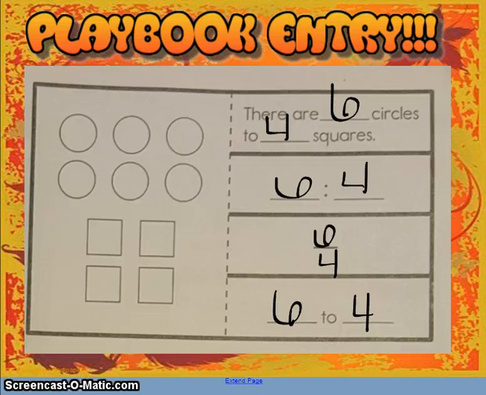Now, this is not a simplified ratio. I could simplify it if I wanted to by reducing it just like a fraction, but we're not going to do that in this section.